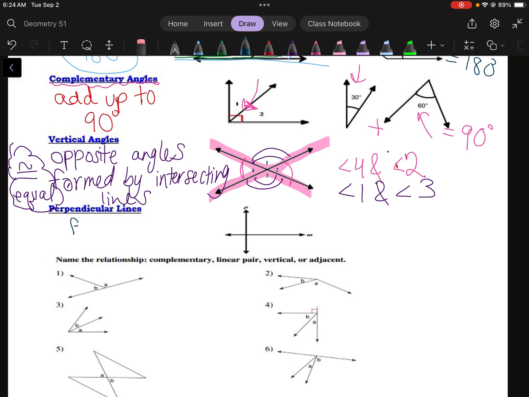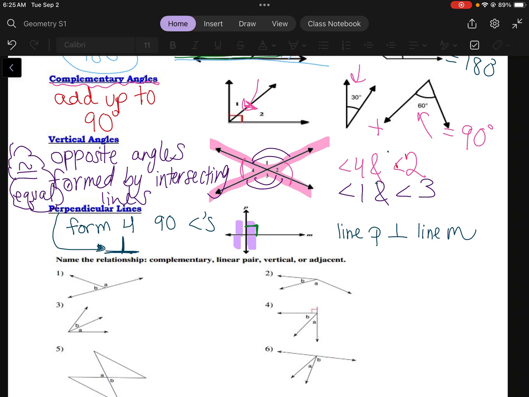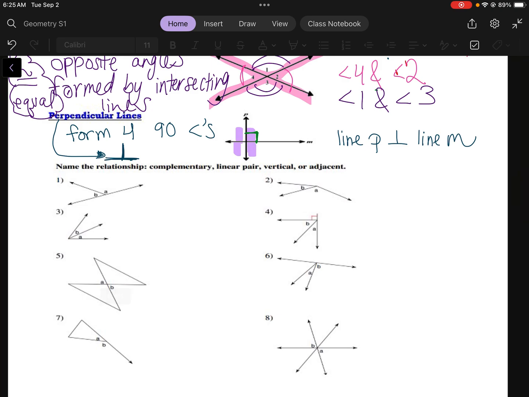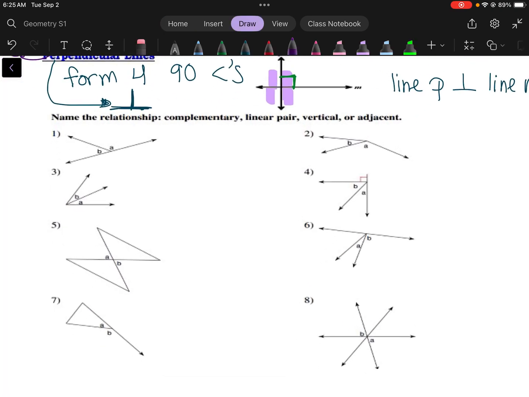Perpendicular lines form 4 90-degree angles, okay? The symbol for perpendicular looks like this. So if you ever see that symbol, you're creating two lines that intersect that form 90-degree angles. So each of these corners now create 90-degree angles. I could say line P is perpendicular to line M. Okay, very cool. All right, so let's look at these relationships, and then you guys can practice with some mathematical equations on how to solve them.